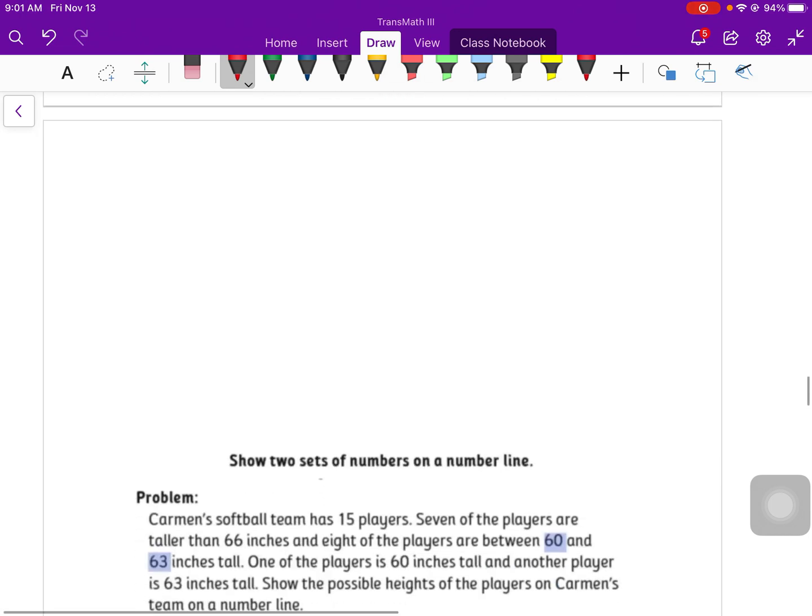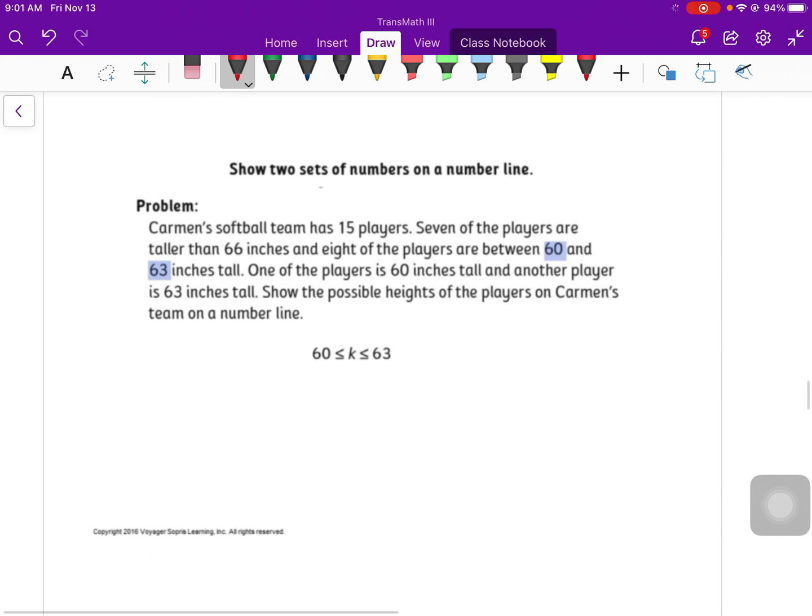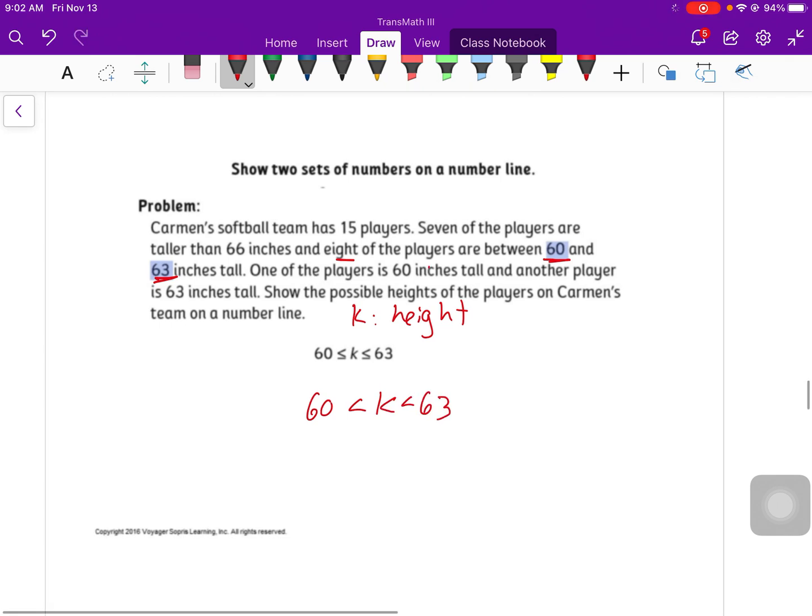I probably would use the letter H for height. They used K. That's fine, but you have to actually say what you were measuring. So K is the height. So 8 of the players are between 60 and 63. So that would have told me 60 is less than K is less than 63. But one player is 60, so or equal to there. Another is 63, so that's or equal to there.